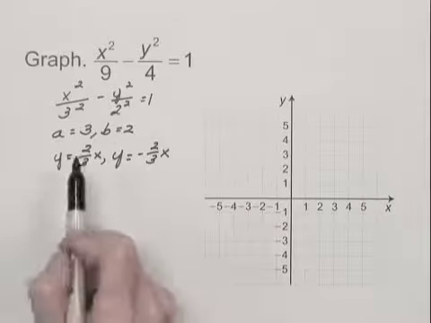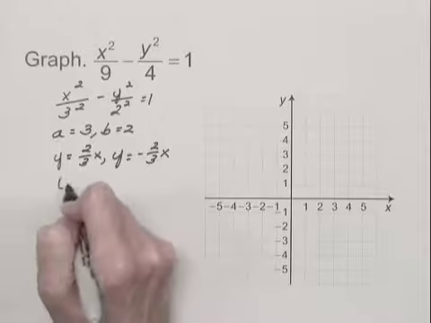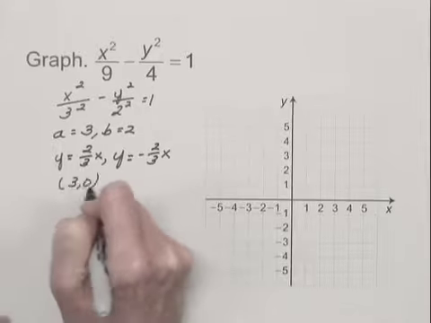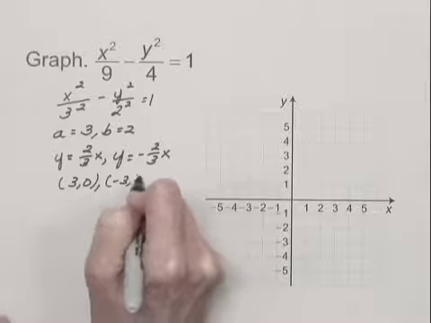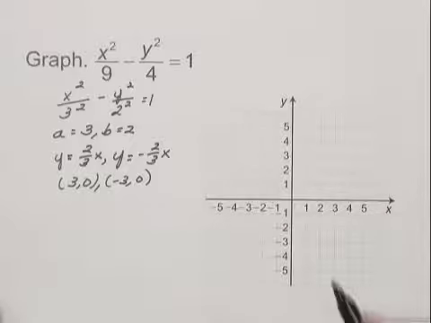And if we replace y with 0, we would find that the intercepts of this hyperbola are (3, 0) and (-3, 0). So let's begin drawing the graph by graphing the asymptotes.